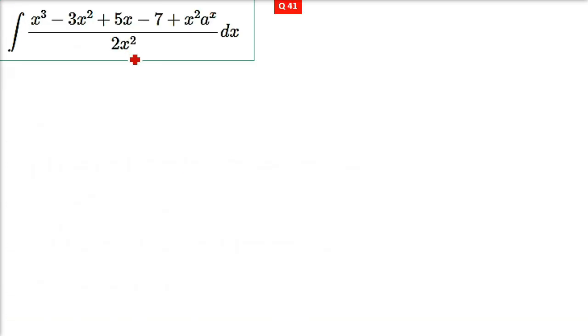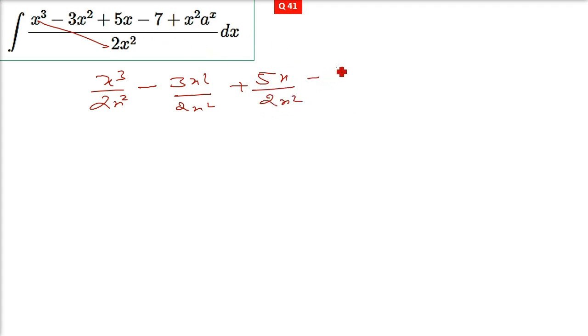Now this one, we will separate them out. That is, this is x cube with denominator 2x square, this 3x square with denominator 2x square, plus 5x with the denominator 2x square, negative 7 divided by 2x square, plus x square a raised x divided by 2x square. Let us integrate it now. Now, let us resolve it first. So, how to resolve it?